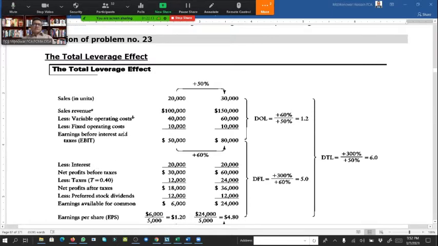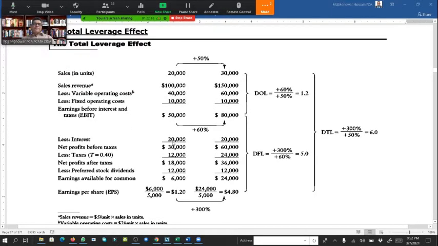Now financial leverage. From that figure, 50,000 is earning before interest and tax. We have to pay interest, so interest 20,000 for both. Then if we minus 20,000 from the 50,000 and 20,000 from the 80,000, we get net profit before tax 30,000 and 60,000. And from that, 30,000 multiplied by 40%, that means tax 12,000 and 24,000. We will get net profit after tax 18,000 and 36,000.